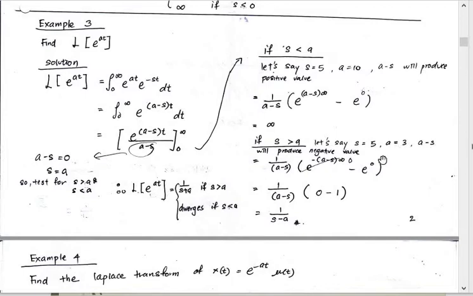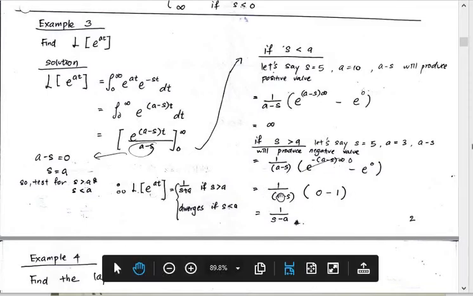If s is more than a, means that if s is 5, a is 3, so a minus s, you get a negative value. So it's the exponent negative (a minus s) infinity, so you get exponent negative infinity, which is equal to 0. So 0 minus 1 multiplied with 1 over a minus s, you get 1 over s minus a. Okay, class? Do you understand?